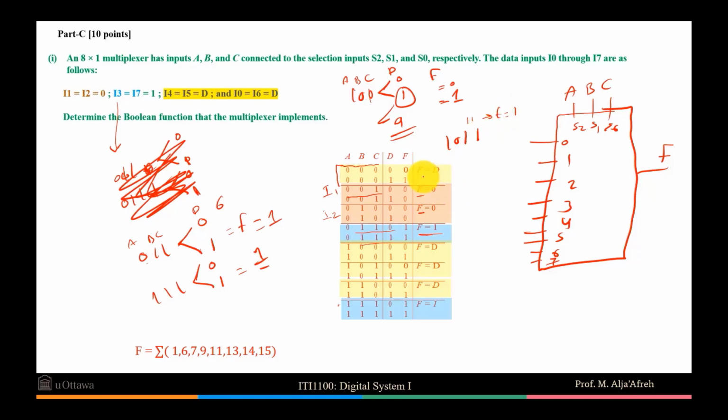So if we build this table, guys, look at this. D was equal to 1 here, and here, and here, as well as here, and here, here, and here. So what are the minterms? How can we write this function in terms of sum of products? It was at 1, and look at this, guys, it was at 6 as well as 7, because F is equal to 1, then 9, 11, 13, 14, and 15. Okay, guys? So that is the way to solve this type of question.